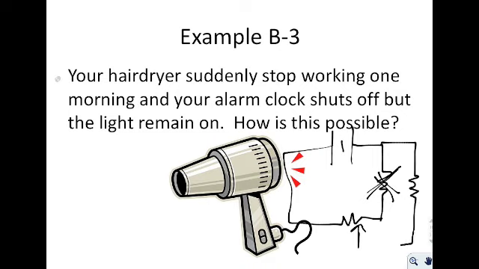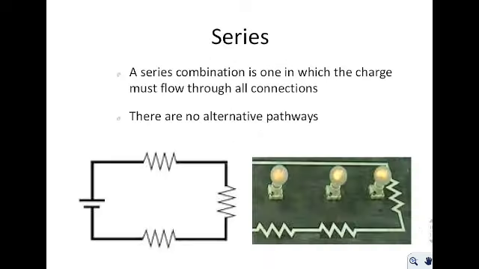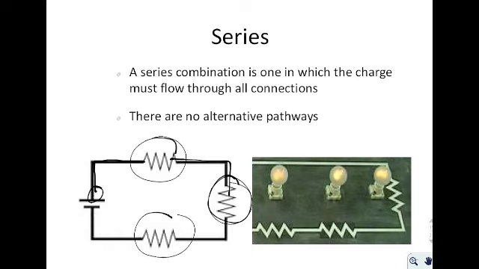And if the lights are on a different path and they can get back to the other end, this right here would function. We have what's called a series circuit. A series circuit is one in which the charges must flow through all of the connections. There's no alternative pathways. If I start right here, there's only one way for me to get through both this resistor and this resistor, and it's down this path. There's only one way for me to get through this resistor, and that's through this one path. So those are said to be series circuits.